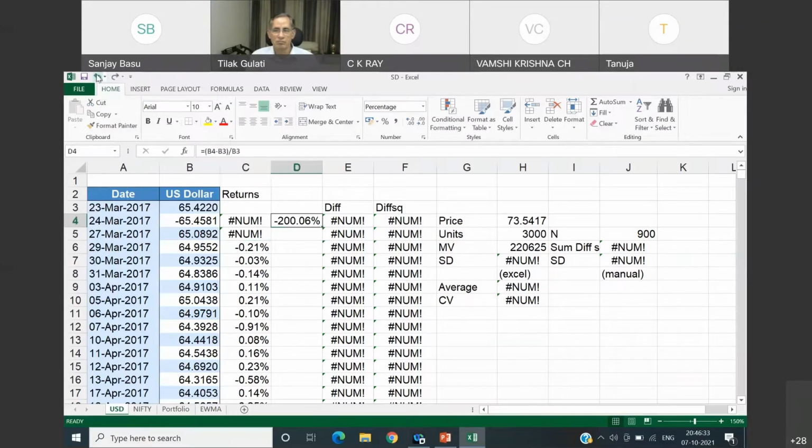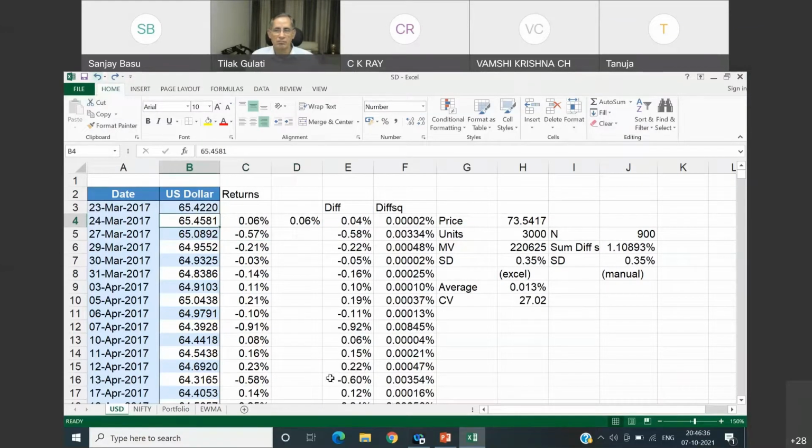So, the first reason for preference of log returns instead of simple returns is that any accidental error of a negative price will be caught by log returns. You will understand you have made a mistake, right? To insert one negative price here, right?